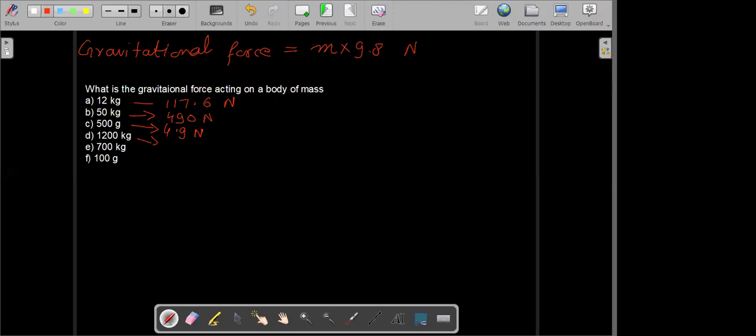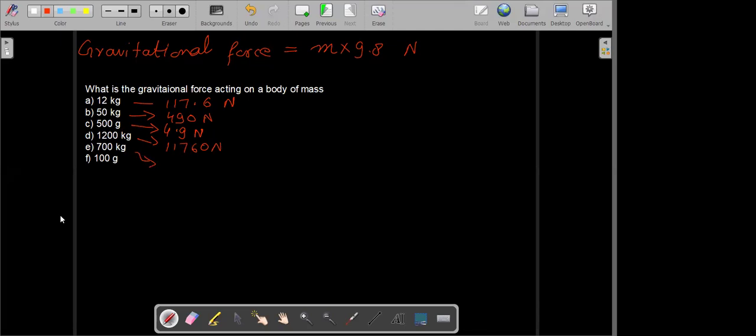Sir, 11,880 Newton. How much? 11,880 Newton. 11,000 and 880 Newton. Okay, so you have to multiply 1200 with 9.8. It's 11,760. Okay, answer for the next one.